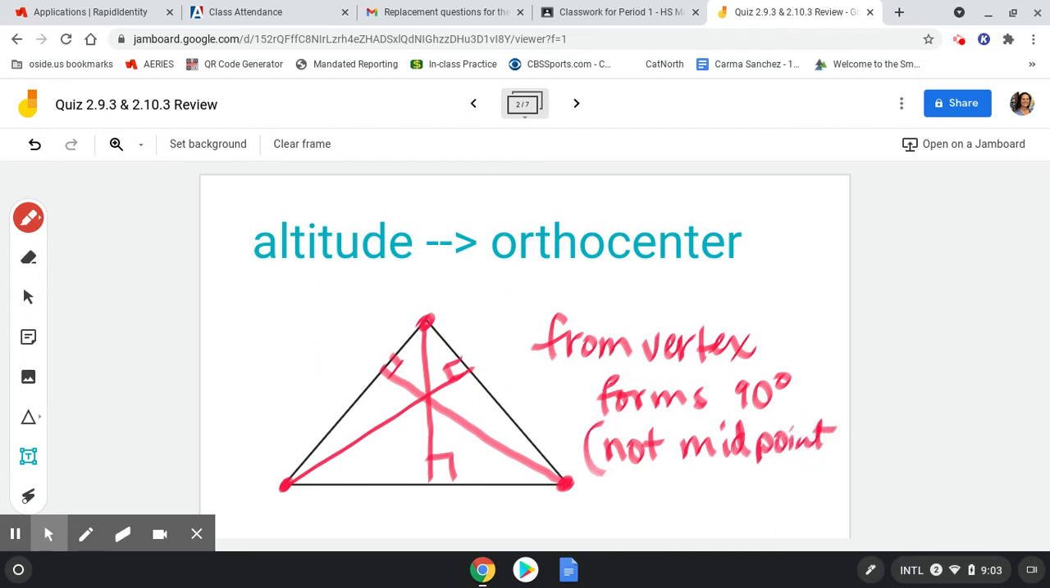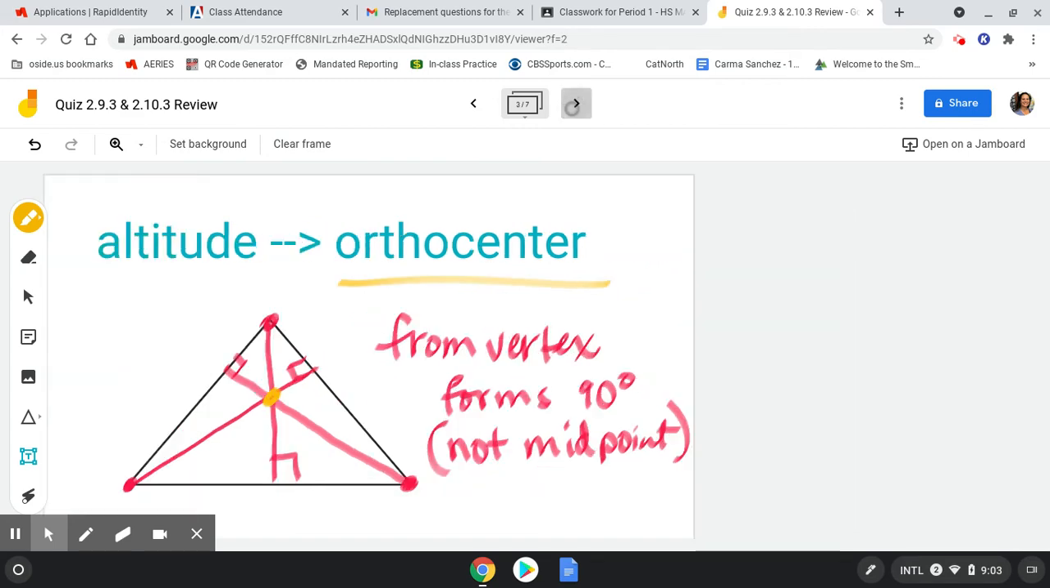anymore. The median is the midpoint, M&M. The altitude forms a 90. Now, what is this center called of an altitude? This is called your orthocenter. Okay, let's go look at the next one.